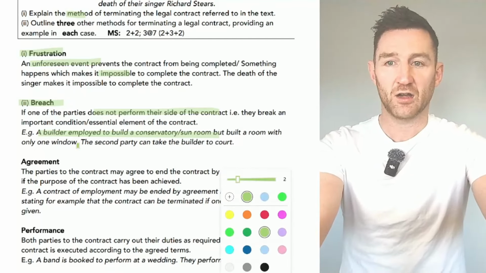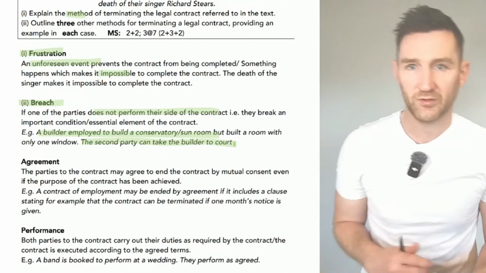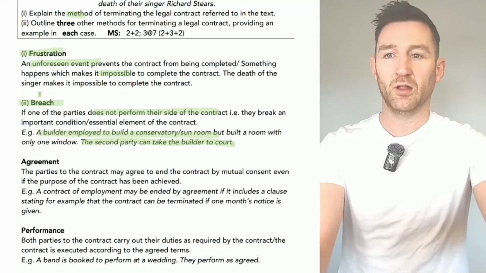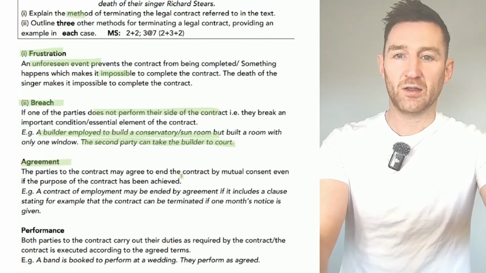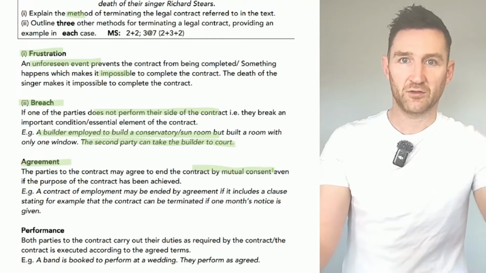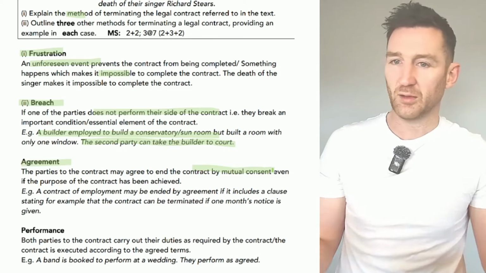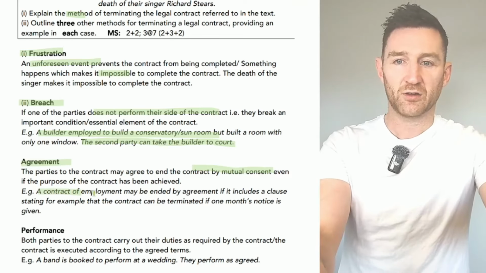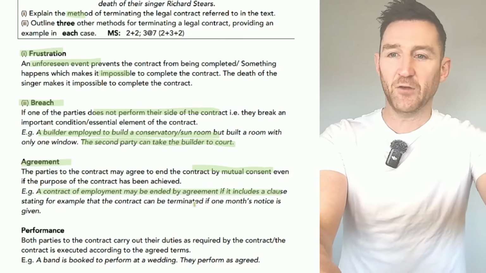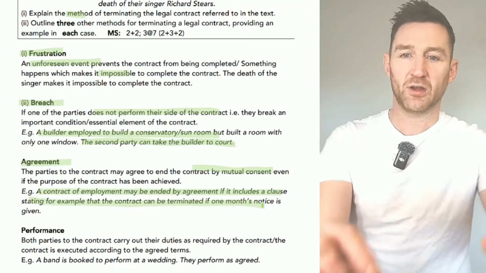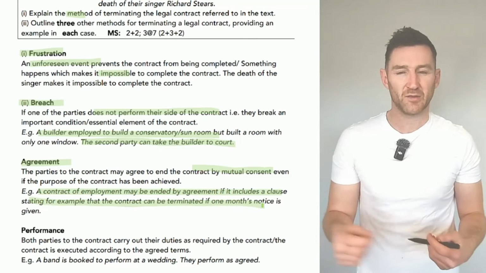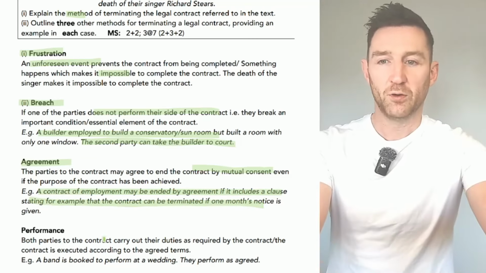So like I mentioned earlier, they do tend to look for examples in these. So state, explain, example. Agreement: both parties agree by mutual consent to end the contract. So that's a key thing. It's all the examiner wants to see. Then an example, a contract of employment may be ended by agreement if it includes a clause stating that the contract will be terminated if a month's notice is given. So that's what I was saying earlier. 2 marks for that.